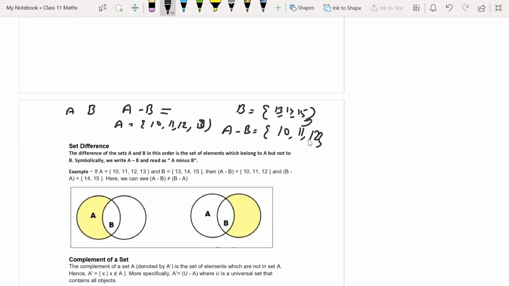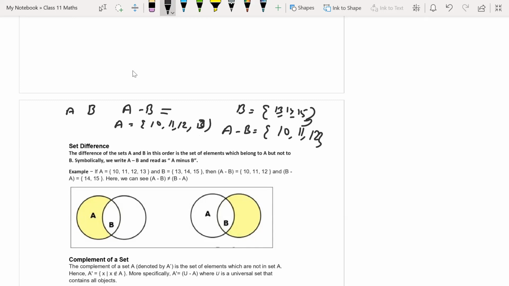Because the difference of the sets in this order is the set of elements which belong to A but not B. Here 13 belongs to B. Elements 14, 15 will not occur in the result, and 13 will not occur because 13 belongs to B. A minus B is equal to 10, 11, 12.